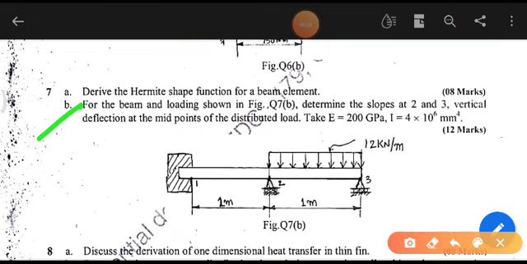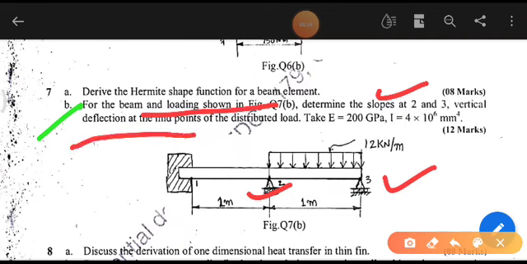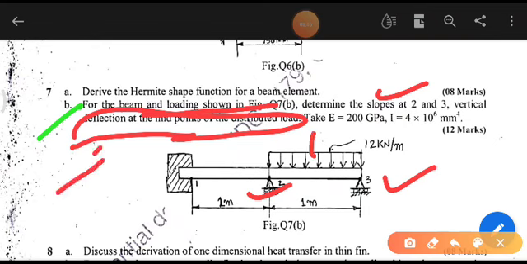For the beam and loading as shown in the figure, determine the slopes at 2 and 3 and the vertical displacement at the midpoint of the distributed load. Vertical displacement we will solve in another video. Here we will only see how to determine the slopes. Take Young's modulus as 200 gigapascal and moment of inertia as 4 into 10 raised to 6 mm raised to 4.